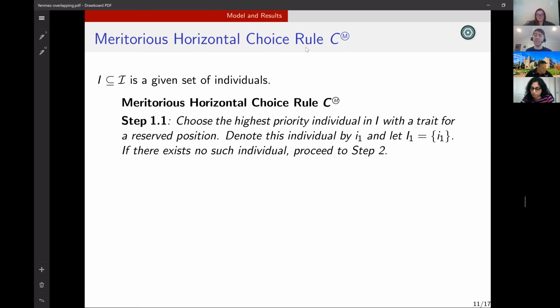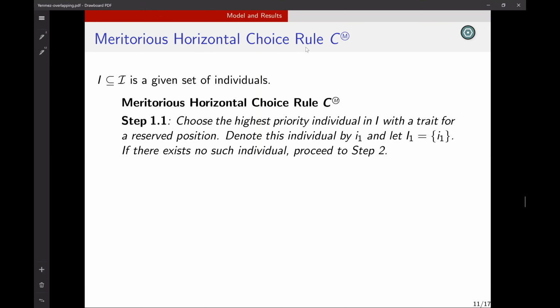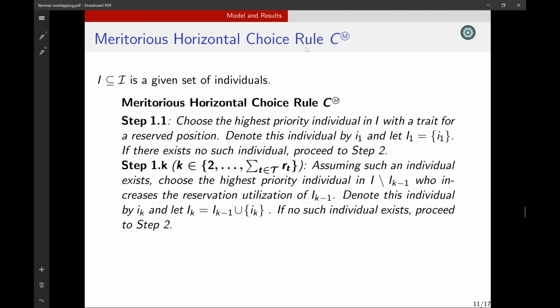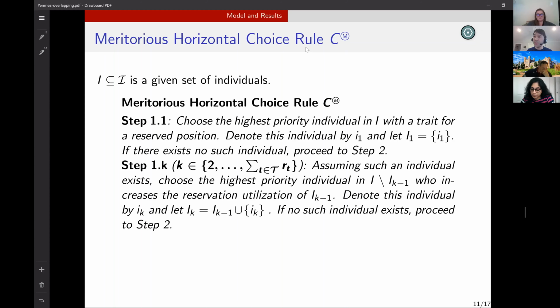So there are two main steps, step 1 and step 2. Step 1 has some sub-steps, okay? And step 1 is really the main step of the algorithm. At the first step, you choose the highest merit score individual who has a trait for which there is a reserved position, okay? And at any sub-step 1.k, you consider the highest merit score individual who increases the reserve utilization of the set of chosen individuals thus far, okay? And you continue doing this until you cannot find such an individual any longer. And then we move to step 2.